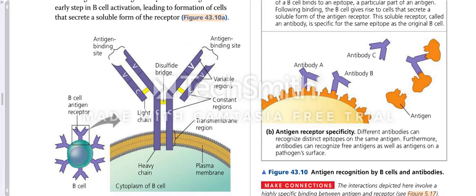Now down here, part B shows you the specificity of the variable regions on the antibodies. Antibody A has a different shape than antibody B, than antibody C. So they can code for and find a large array of antigens.